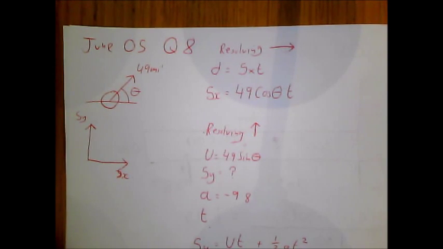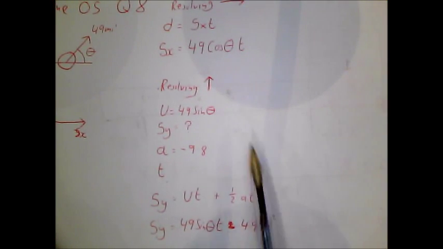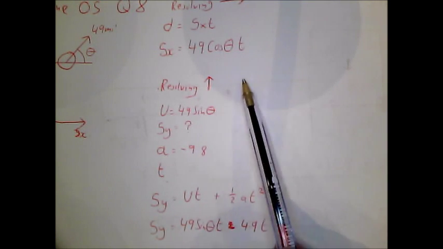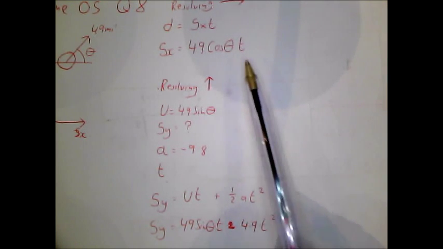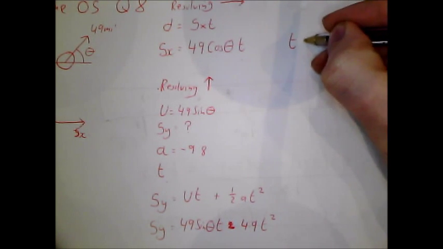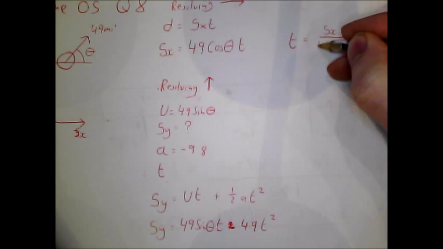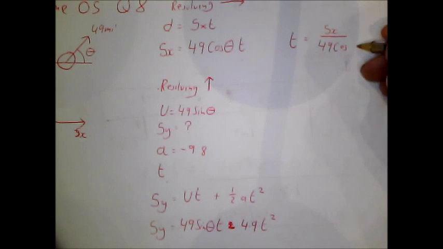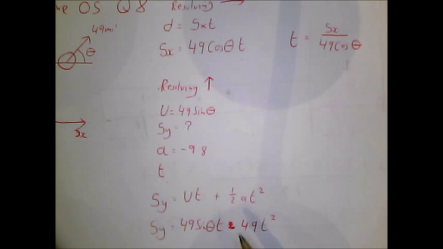Okay, now we want to link these two equations together. And what links them? Time. So, let's equate this to t. So t equals the displacement in the x direction divided by 49 cosine theta, and I'm now going to substitute this into here. It will eliminate t and give me an equation in terms of its horizontal and vertical displacement.